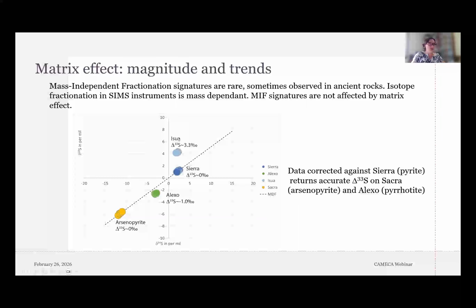In contrast, the ISUA, which is a pyrite, and Alexo, which is a pyrrhotite, all record a mass-independent fractionation, and the value we find is consistent with the real value that this mineral should have. So it seems that we don't need to have matrix-matched standards to obtain mass-independent fractionation signatures by SIMS.